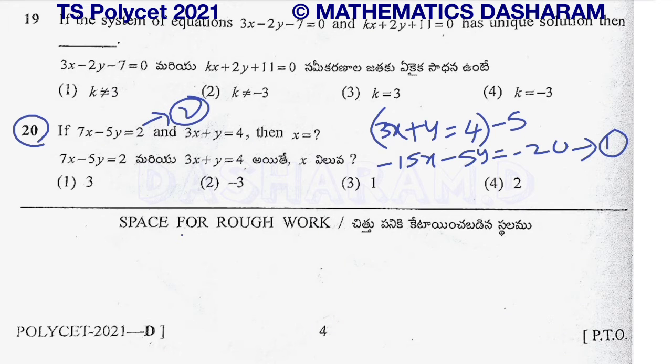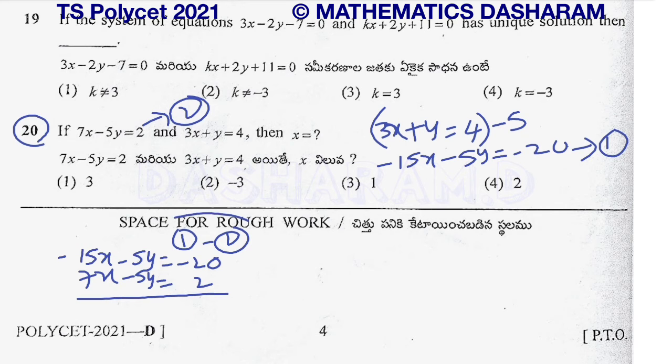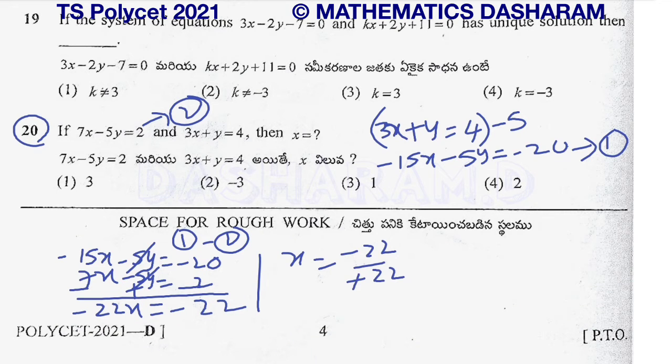Now equation 1 minus equation 2. When you do the subtraction of two equations, you should change the symbols. So minus, here plus, here minus. Minus 15x minus 7x is minus 22x. Here minus 5y plus 5y cancel. Minus 20 minus 2, so minus 22. So then x equals minus 22 divided by minus 22. Here both are cancelled. x equals 1. So option 3 is correct.